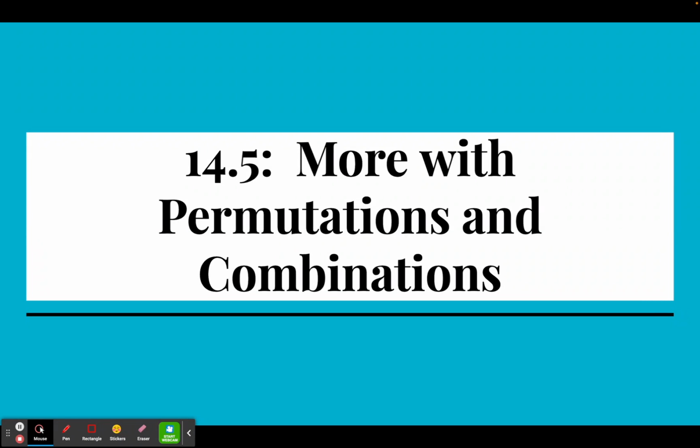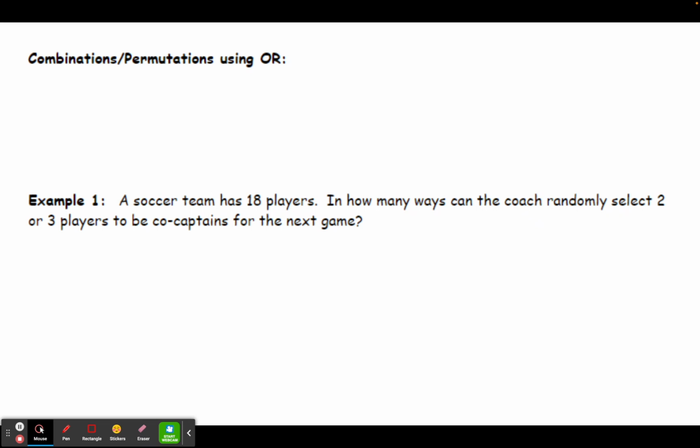Lesson 14.5 is more with permutations and combinations. In this section, we're going to combine what we know about permutations and combinations with some of the rules of probability involving and or. So first, we're going to combine or put together combinations and permutations using the word or.